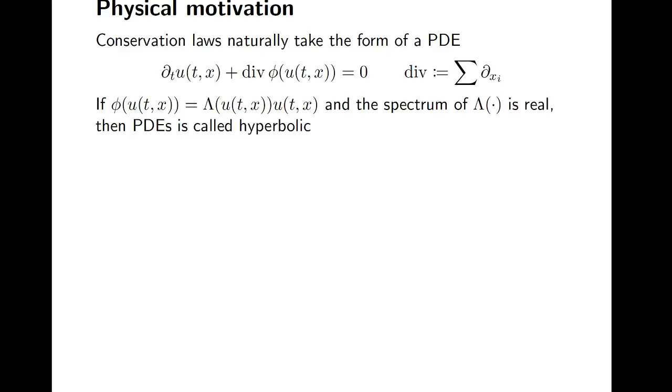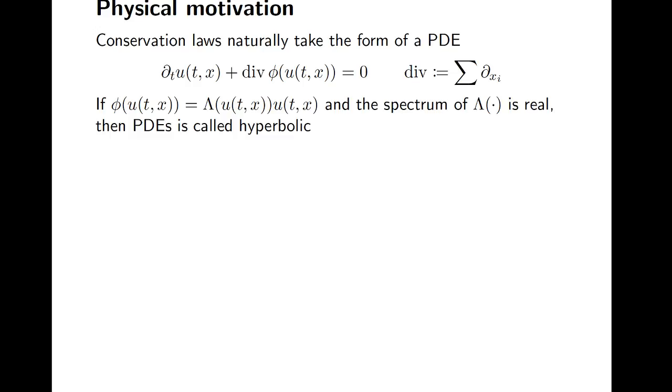Now, if one assumes that this phi function, which is the flux, can be rewritten in this form, specifically the product of a matrix times a vector, with this matrix potentially depending on the function u, and if the spectrum of this matrix is real for each u, then we call this PDE hyperbolic, and in particular we call this system a system of hyperbolic conservation laws. So a conservation law takes this form, and a hyperbolic conservation law takes this form when we pick as phi this specific function and we assume that the spectrum of lambda is real. When I say the spectrum of lambda is real, it means that all the eigenvalues of this function are real: they can be negative, positive, or zero.